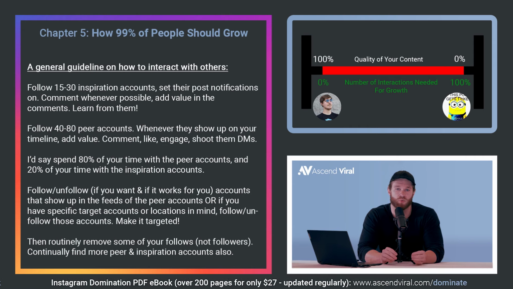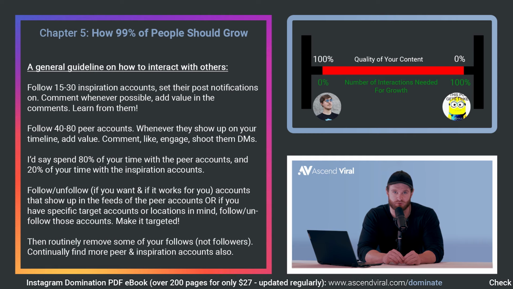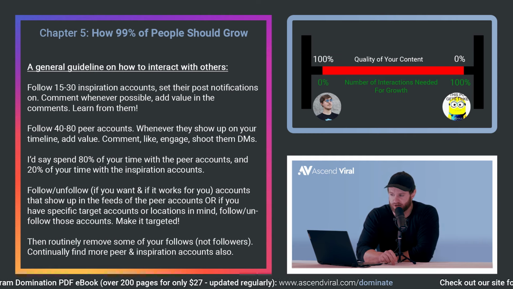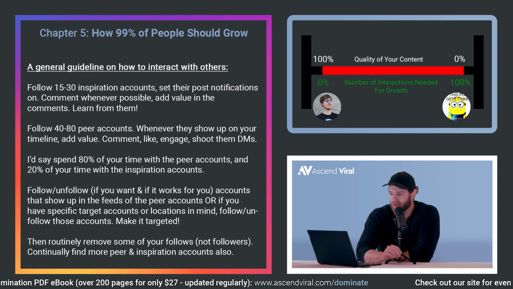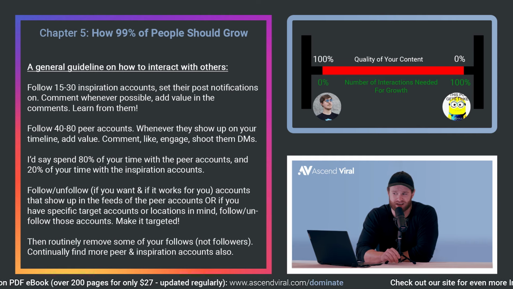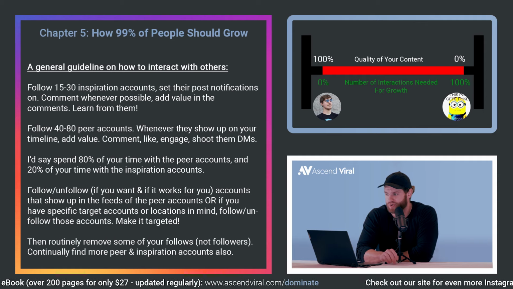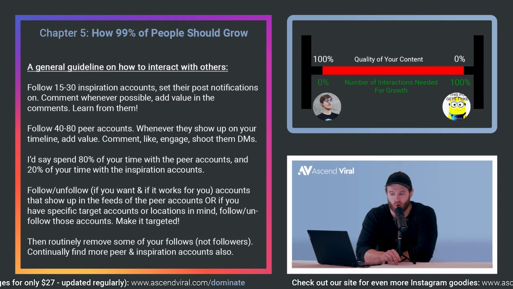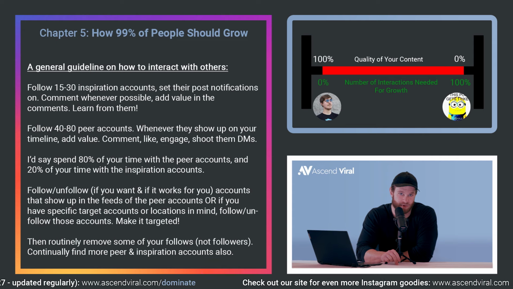You don't need to go all the way to the max, just do whatever you're comfortable with. Then routinely go through and remove some of your follows, not followers. If you really connect with some of the accounts, or you make a sale, or they're a good supporter of you, keep following them and supporting them. Ideally, you'd only want to unfollow accounts that didn't follow you back, or didn't seem to have any interest in your account but followed you back anyway.